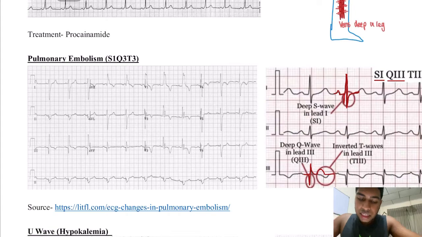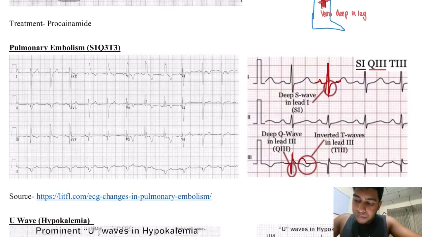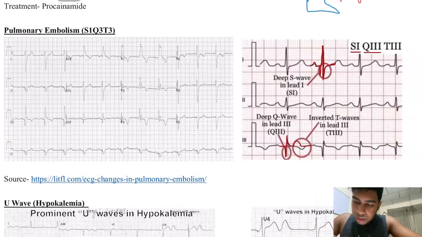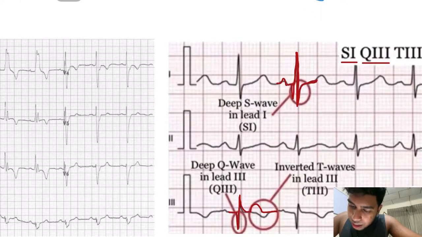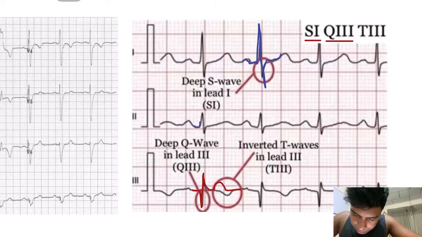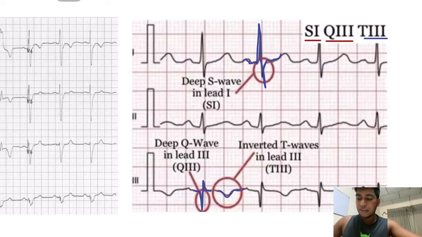Pulmonary embolism, in this condition we get the following ECG changes. S1, Q3 and T3 will have the changes. So the S wave in lead 1 will be deep. Q3, a deep Q wave in lead 3, sorry, it's here. You can see the deep Q wave. And also in lead 3 you will get inverted T waves. So instead of being in the same direction as the R wave, you will get an inverted T wave.